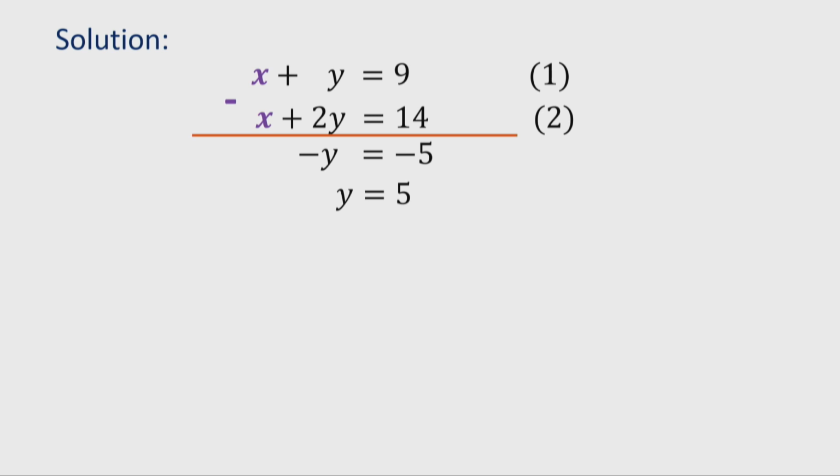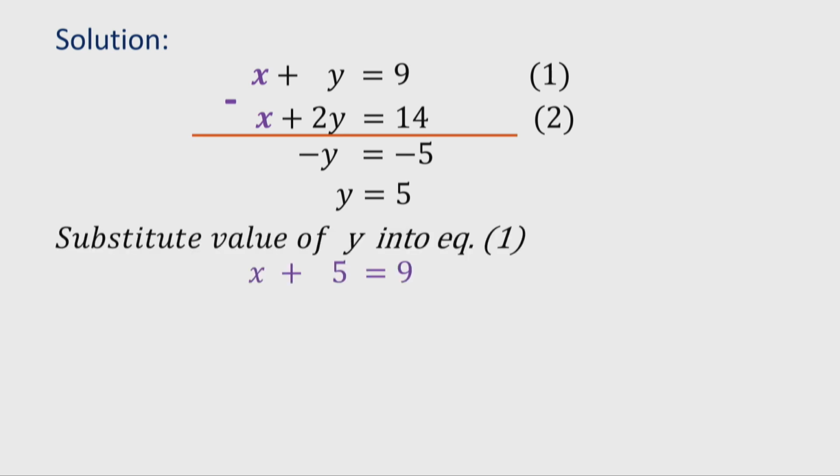Now remember, in simultaneous equations we have two unknowns. So we have already obtained the value of y. We need to find the value of x. So I decide to substitute the value of y into equation 1. But you can also substitute the value of y into equation 2.